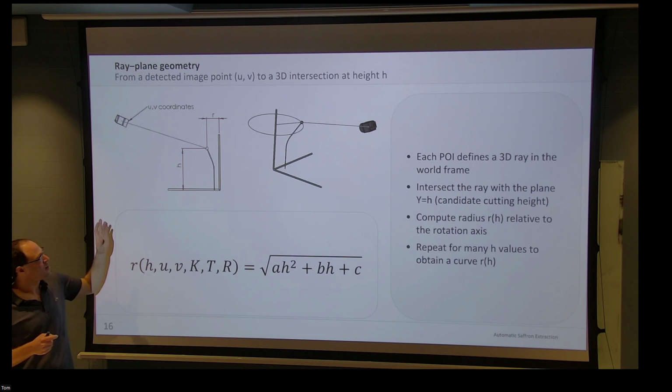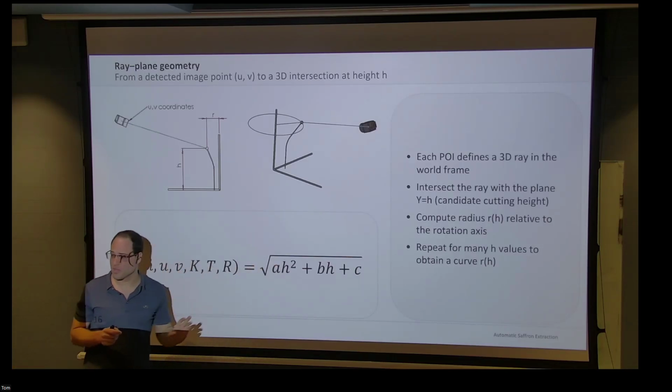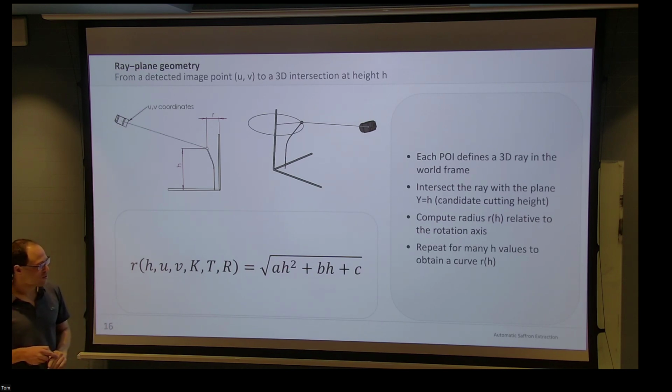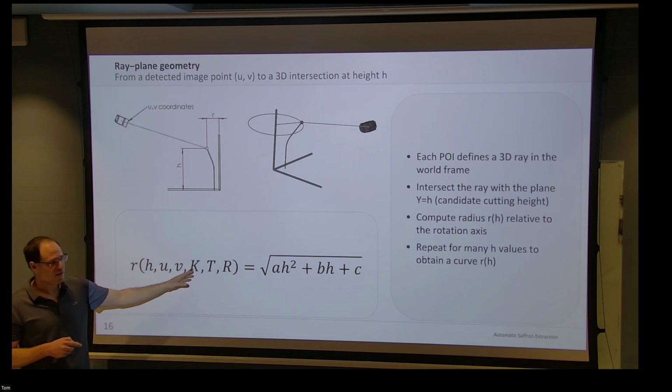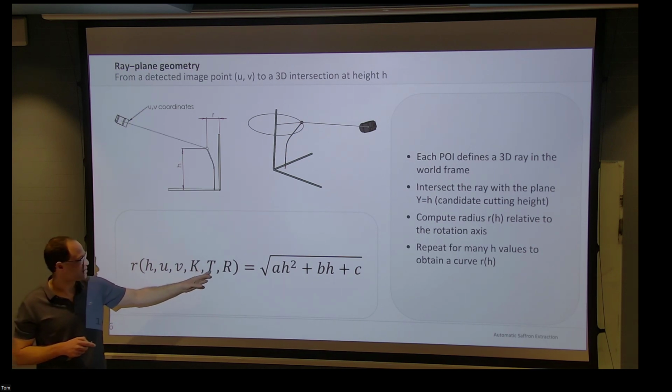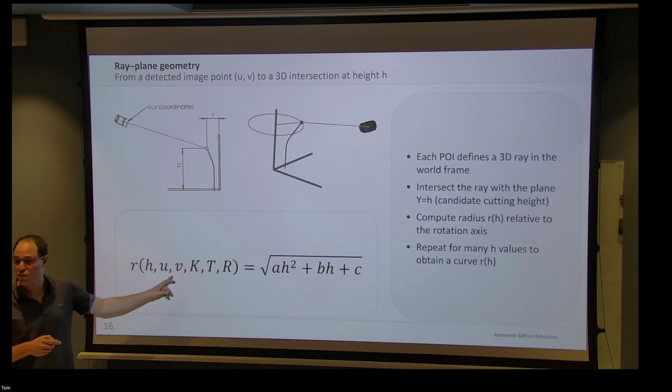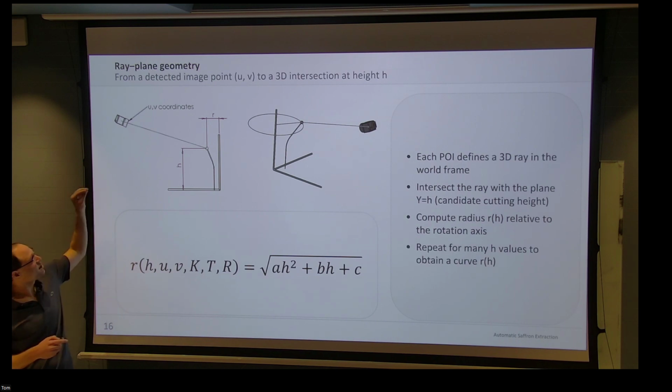We found the relationship between R and H as a function. R given H is a square root of a quadratic function, where the parameters A, B, and C can be calculated from the constant K, the camera matrix, T, the translation, and R, the rotation of the camera, and the UV coordinate that tells us where the ray points to.